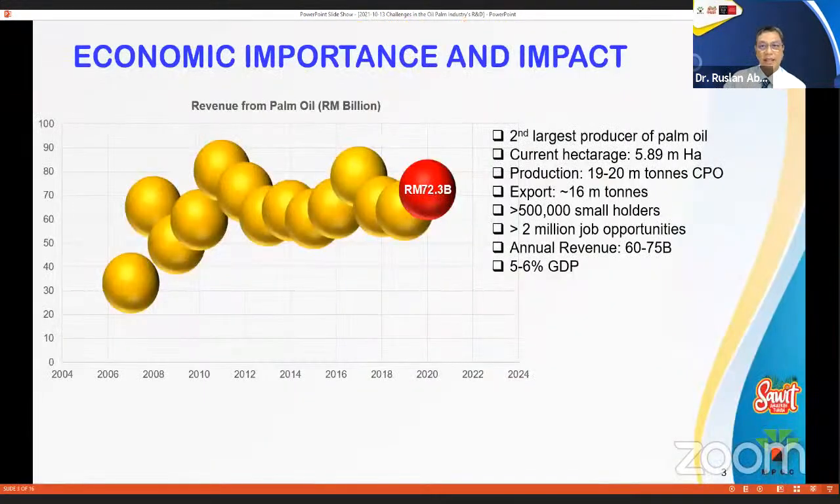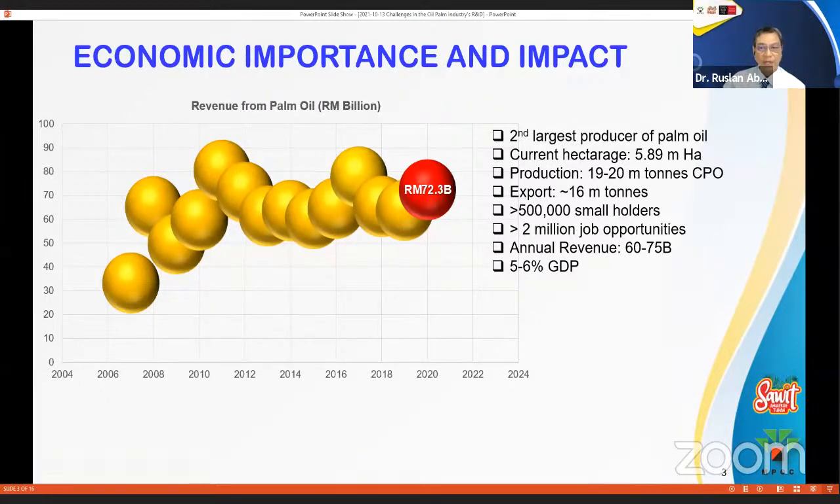Why is oil palm so important to Malaysia? We are the second largest producer of palm oil with a current hectarage of about 5.8 million hectares and with a production of about 19 to 20 million tons of CPO every year. And we export about 60 million tons of those that we produce every year.